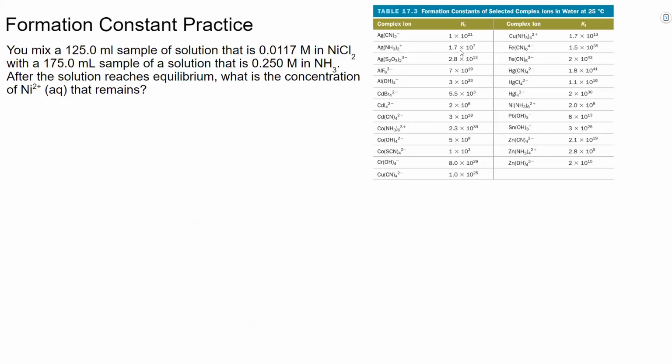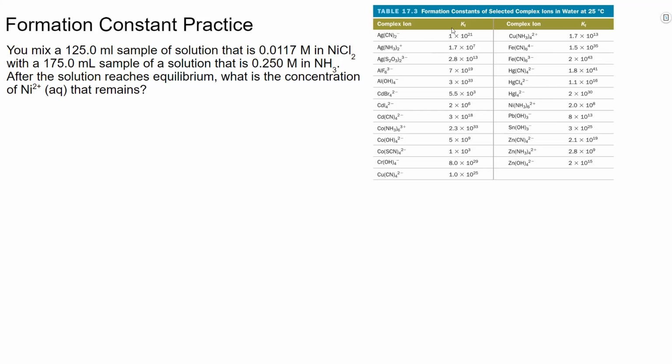So you mix 125 milliliters sample of solution that is 0.0117 molar nickel chloride with a 175 milliliter sample of a solution that is 0.250 molar NH3. After the solution reaches equilibrium, what is the concentration of nickel that is remaining?